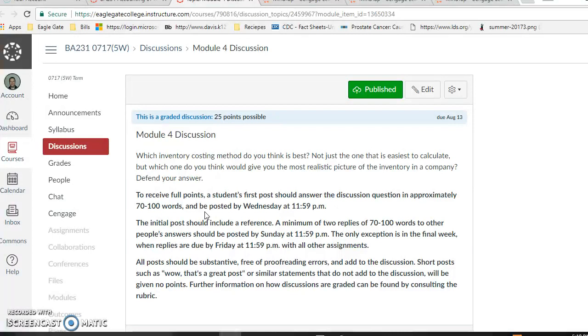It needs to be between 70 and 100 words, and then you need to have a minimum of 2 replies by Sunday at 11:59. And those also need to be between 70 and 100 words. I've had a few people reach out to me about that. Again, we're not necessarily counting the words just to make sure that you can put 70 words on a piece of paper. We're using the 70 words to encourage you to develop your thoughts, to get things figured out, and explain them to the class or in your response.